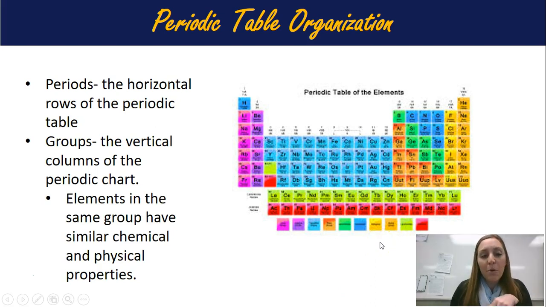Elements in the same group have similar chemical and physical properties. The reason for this, and we learned this back when we were doing electron configuration, is all the elements in the same group have the same number of valence electrons, and those are the electrons that are doing bonding. Anything like lithium, sodium, potassium, rubidium, those all have 1 valence electron, so they're all going to do things that an atom with 1 valence electron would do. These all have 1, these have 2, so these act similarly.